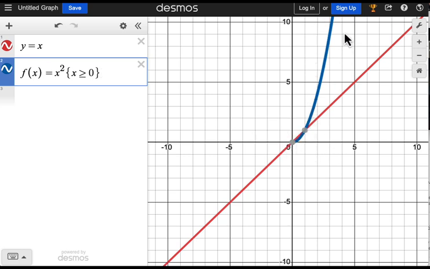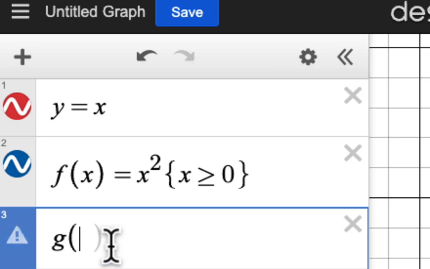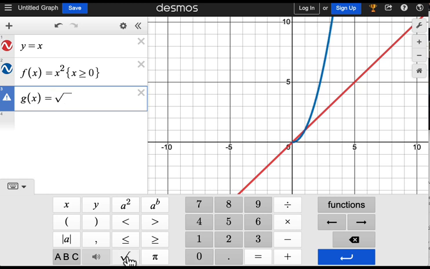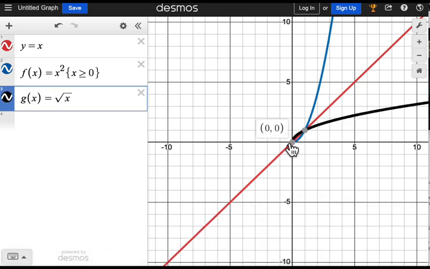To see the inverse of this function, input g of x equals the square root of x. Now you can see the parabolas as mirror images of each other. So the inverse of even the simplest quadratic function needs limits on its domain in order to find the inverse of this function.